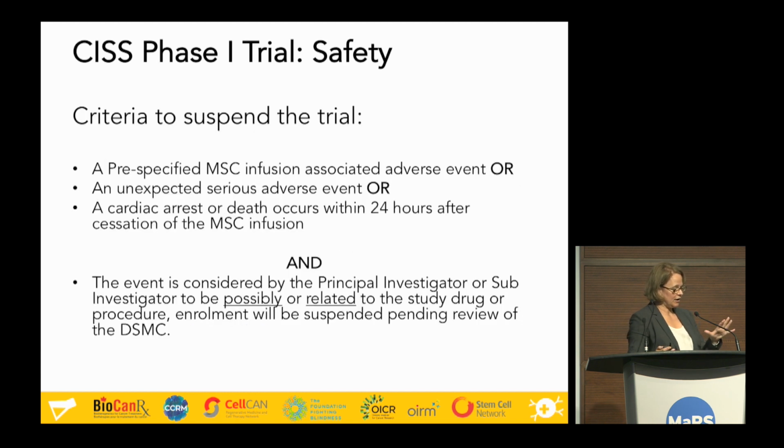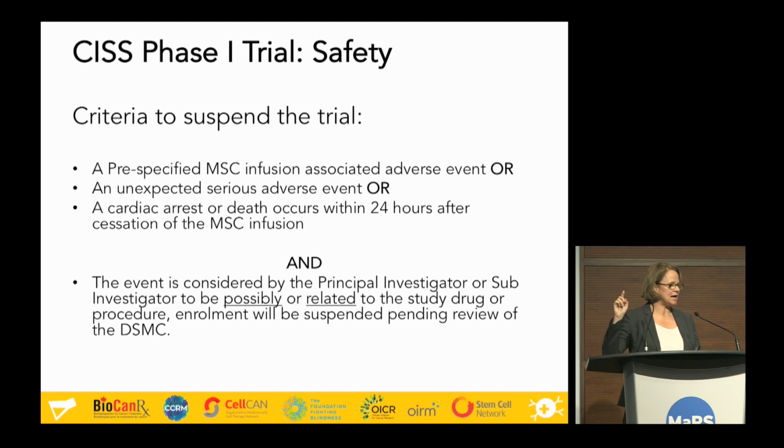Okay, so just very quickly, the criteria that we used to suspend our trial was if there was a pre-specified MSC infusion-associated adverse event. So if that event happened, we said that if they got really unstable from the lung perspective or from a cardiovascular perspective, up to 30 minutes after the cells were infused, and there was no other reason to explain it, that would cause the trial to be suspended.